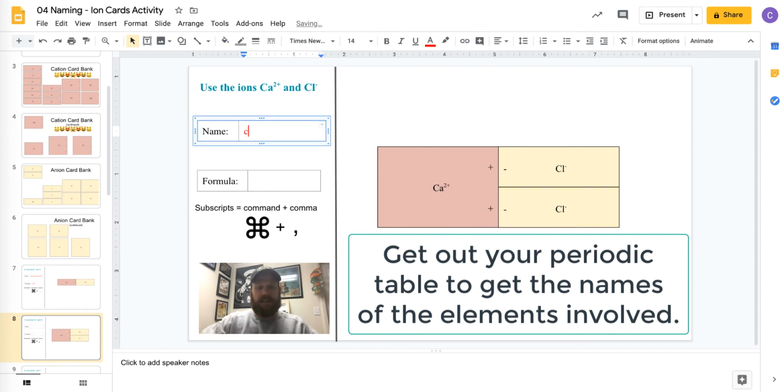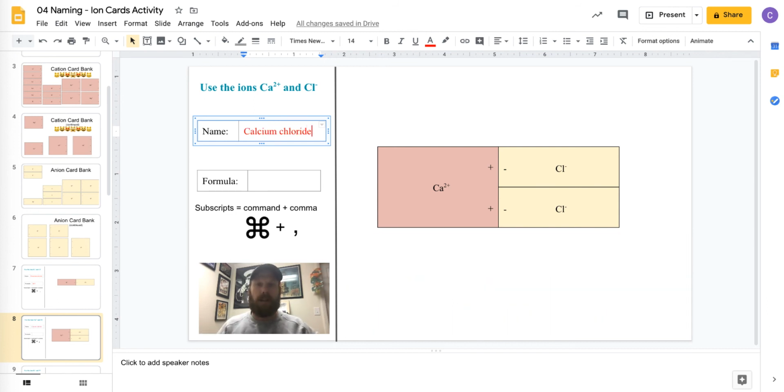This is calcium chloride. The formula. I needed 1 calcium ion and I needed 2 chlorine ions. So my formula needs to be CaCl2. When I have one of a substance, I don't worry about a subscript. But since I have 2 chlorines, that means after the Cl, I'm going to need a subscript 2. So when I write my formula, I want CaCl, and then I need a subscript 2.